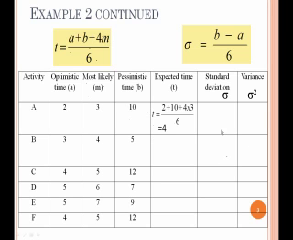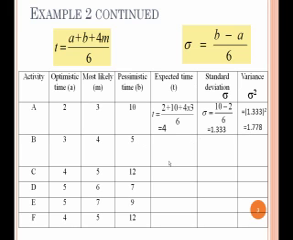For the standard deviation, this is B minus A over 6, so 10 minus 2 divided by 6 gives us 1.333. To get the variance, the relationship is just squaring the result. 1.333 squared gives us 1.778.